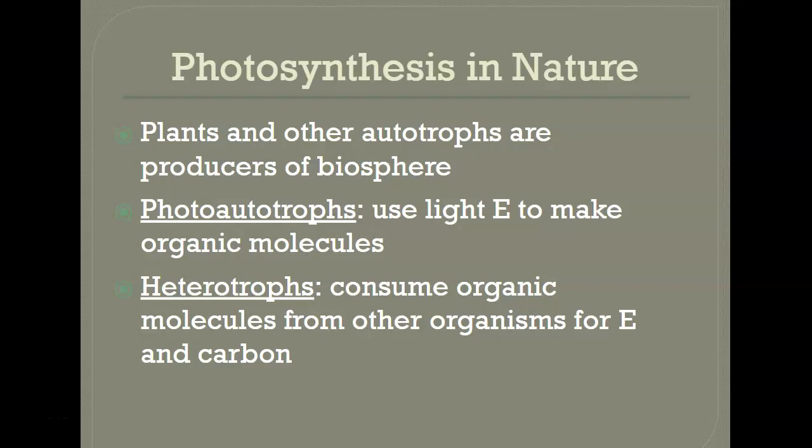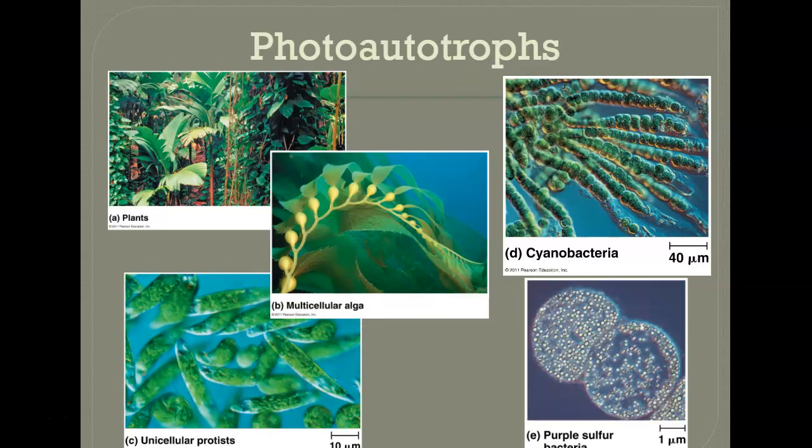Whereas us, for example, we can't do that. We are heterotrophs. We get food from another source. So hetero means different. So we can't use ourselves. We have to consume it from something else. Here are just examples of what photoautotrophs could be. So plants is one thing, but we also have algae, cyanobacteria, different kinds of other bacteria, and then protists as well. And you can see they're green, and we'll get into why that is true later.